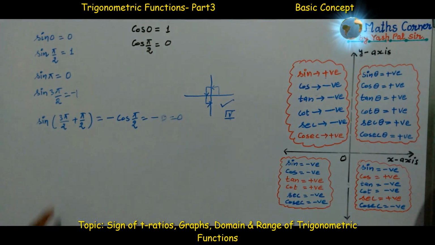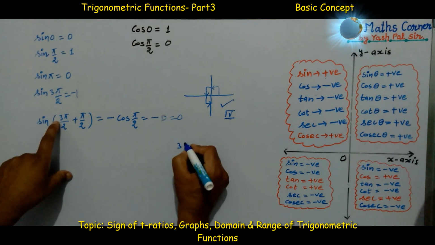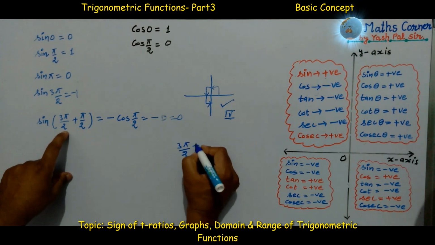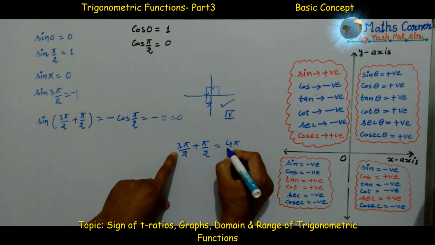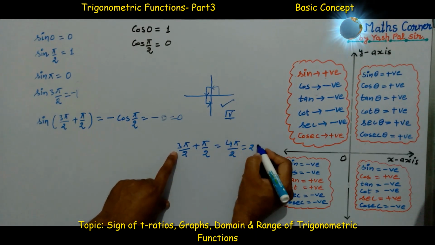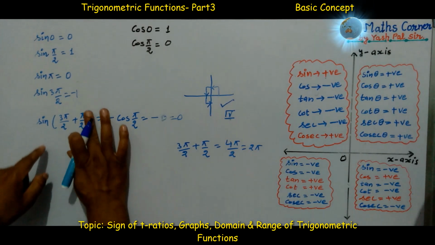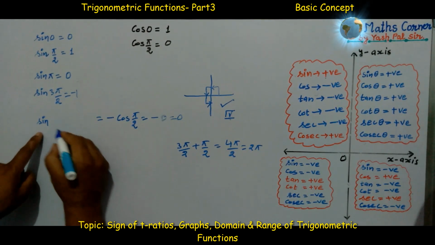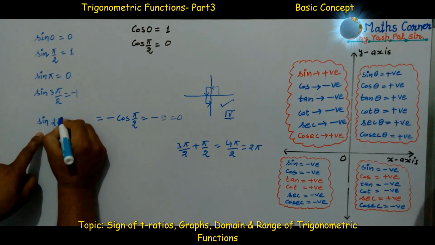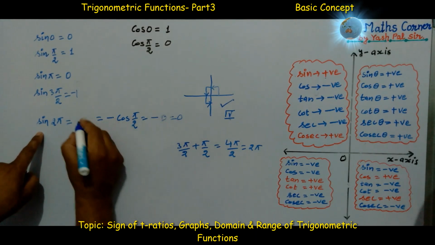One more thing: 3 pi by 2 plus pi by 2 gives 4 pi by 2, which is equal to 2 pi. So what is the conclusion here? We can say sine of 2 pi is equal to 0.